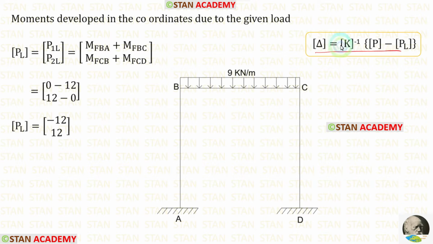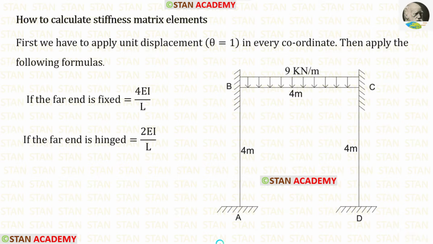In this formula, now we are going to find the stiffness matrix. Now let us see how to calculate the stiffness matrix elements. For that, first we have to apply unit displacement, that is theta is equal to 1 radian in every coordinate. Then we can use the formulas. If the far end is fixed, the formula is 4EI upon L. If the far end is hinged, the formula is 2EI upon L.